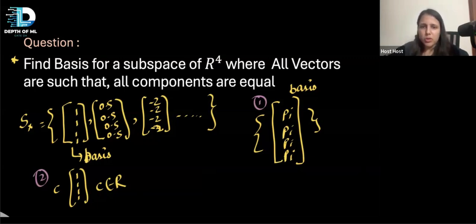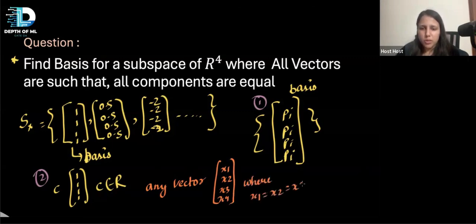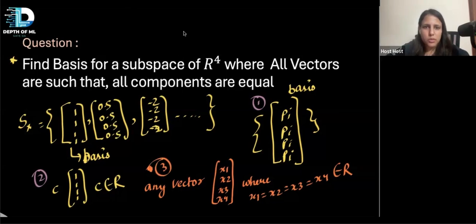Just write a small note. Okay, I will continue. Any vector x1, x2, x3, x4, where x1 is equal to x2 is equal to x3 is equal to x4, belonging to R, right? So this is the general basis. Sorry about this. Looking at the chat. Okay.